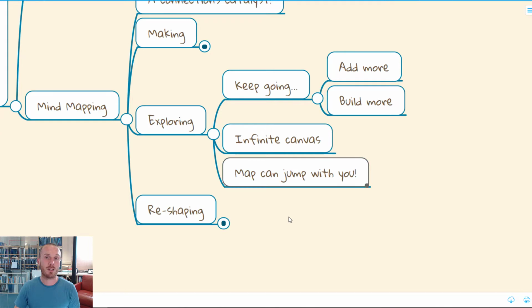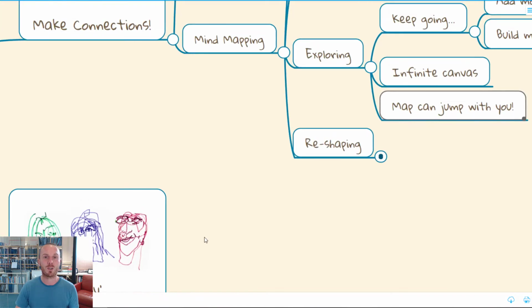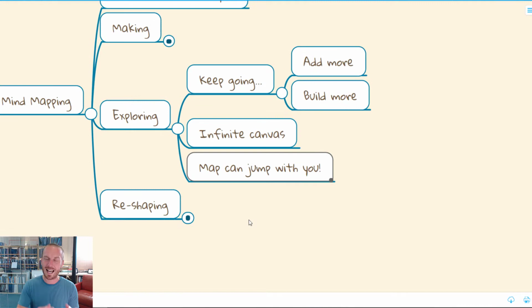Importantly, along the same lines, the map can jump with you. So if you make a real leap in your thinking and want to go over to a totally different area, it's as simple as grabbing the mind map canvas and moving to wherever it is you want to add those ideas and that thinking, or build out, explore that idea.